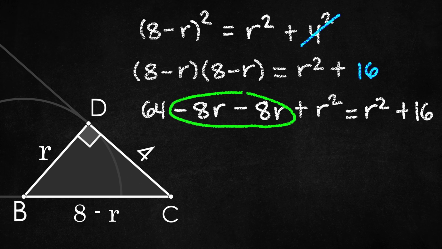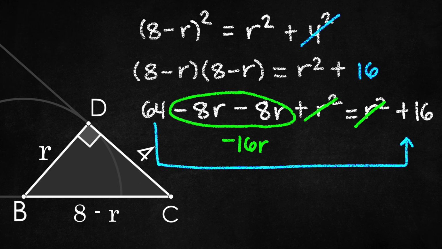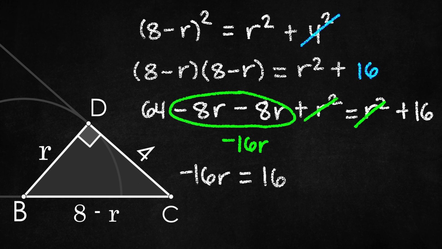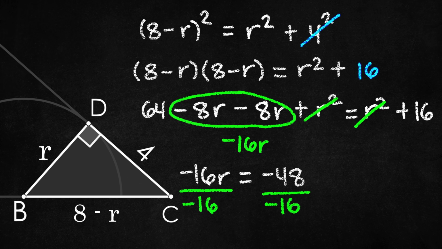Negative 8r minus 8r is minus 16r. Cancel out r squared on both sides, and then transpose 64 to the other side and make it minus. The equation becomes negative 16r is equal to 16 minus 64. 16 minus 64 is minus 48. Divide both sides by negative 16 to get r equals 3. The radius is 3 units long.